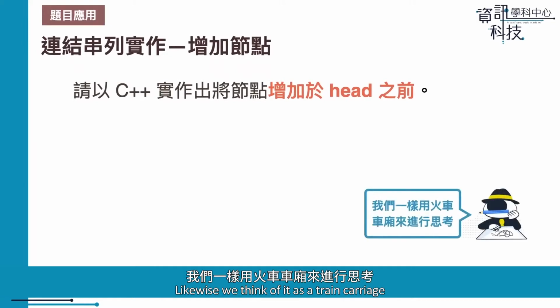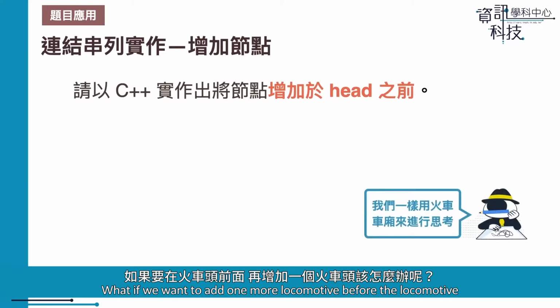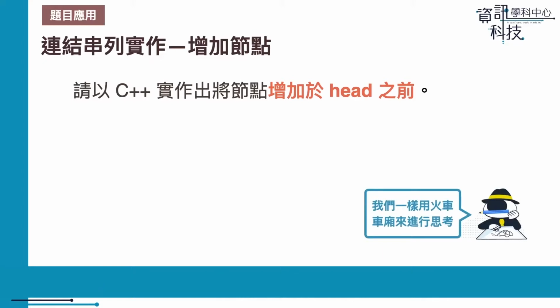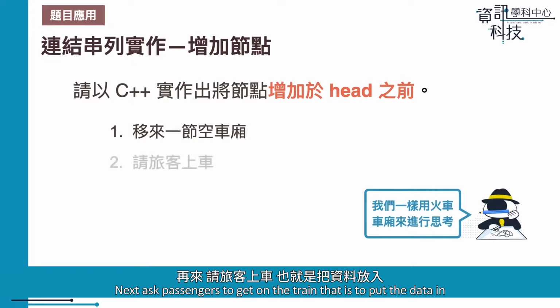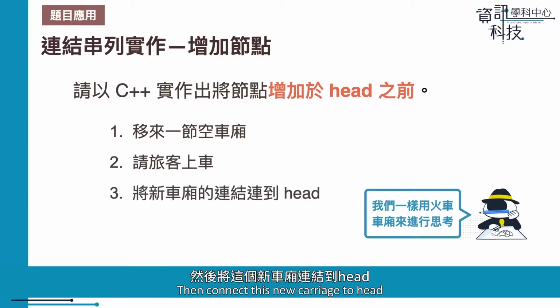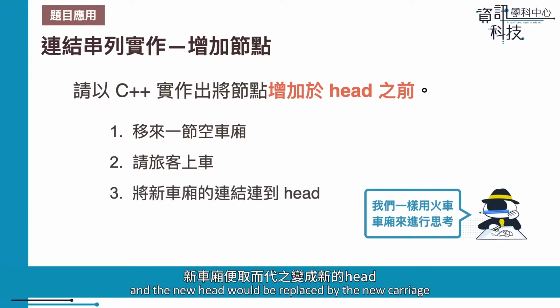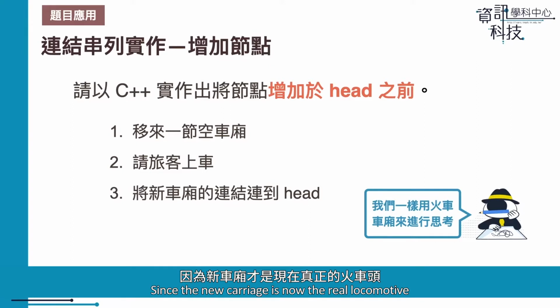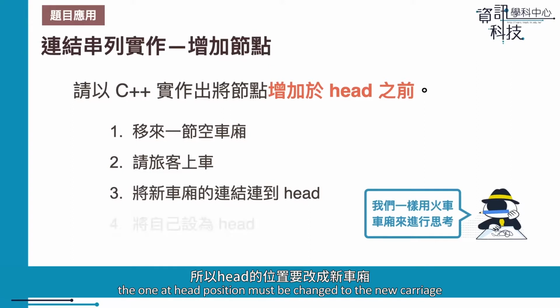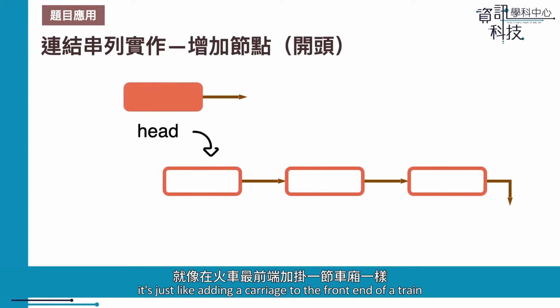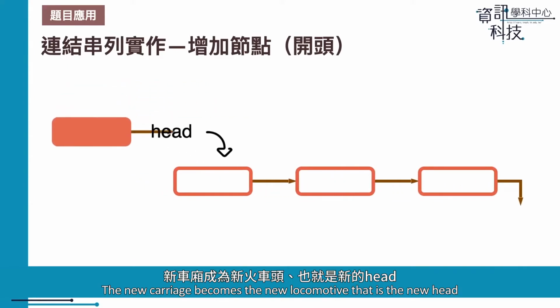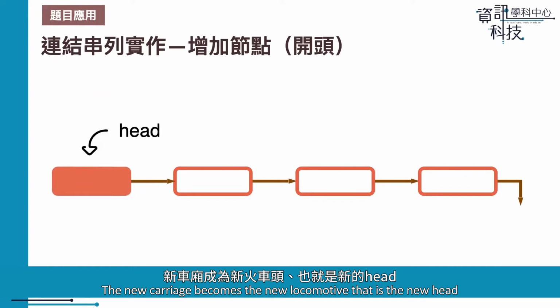Likewise, we think of it as a train carriage. What if we want to add one more locomotive before the locomotive? First, get a new carriage. Next, ask passengers to get on the train, that is, to put the data in, then connect this new carriage to head. And the new head would be replaced by the new carriage. Since the new carriage is now the real locomotive, the one at head position must be changed to the new carriage. Let's visualize the whole process. It's just like adding a carriage to the front end of a train. The new carriage becomes the new locomotive, that is the new head.